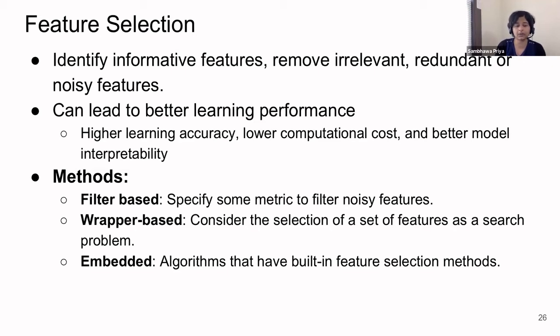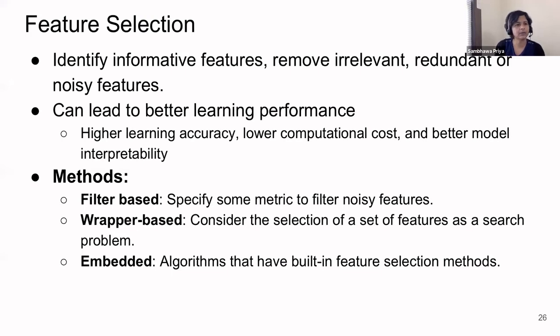With filter-based methods, you specify some metric to filter out noisy features, and in most cases you have to do this if you're dealing with high-throughput data sets. Then there are wrapper-based methods, where you consider selection of features as a search problem. And then there are embedded methods, where algorithms have an inbuilt feature selection method. We will quickly take a look at some of these.